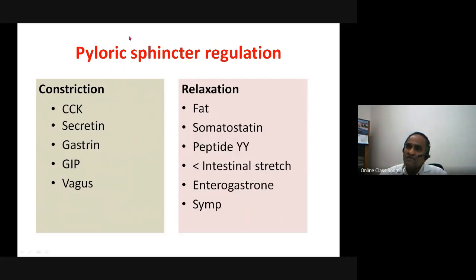Now, how the pyloric sphincter is regulated. I briefly mentioned some factors which regulate it. The pyloric sphincter is constricted because of the presence of cholecystokinin, a hormone from the duodenum, which is necessary for the secretion of the pancreatic enzymes and the release of bile, and secretin, which is for the secretion of the bicarbonate content of the pancreas.